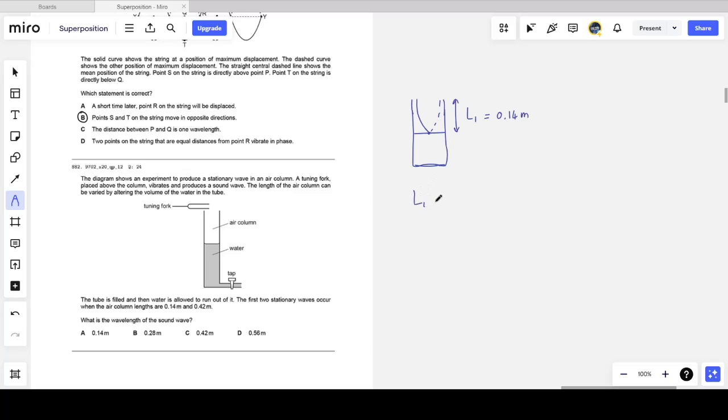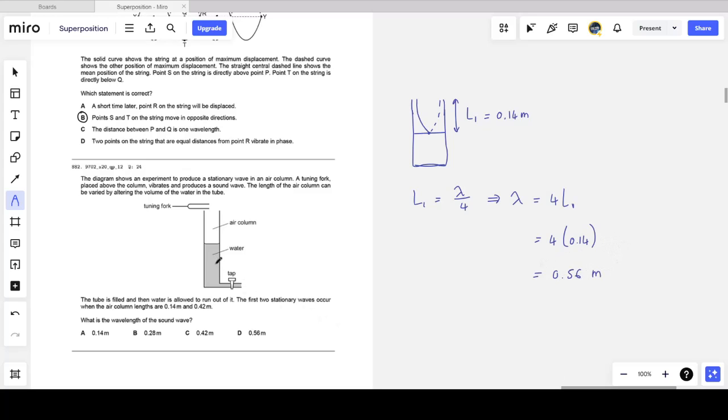Now, what we can see is that L1 is a quarter of a wavelength. So we've only gone the quarter way. We've gone from central point to crest, which is a quarter of a wavelength. So that's lambda over 4. But wait a minute. This means that the wavelength of the wave, lambda, is 4 times the length of this air column. We know this distance. So that's 4 times 0.14 meters, which means that the value of the wavelength, which is going to be constant, is 0.56 meters.